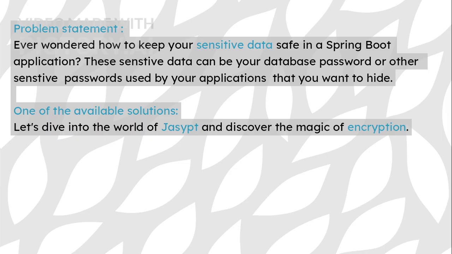For this we have to first understand the problem. So what is the problem here? Suppose we have a Spring Boot application where we have a properties file, and in that properties file we have some sensitive data like the password for the database connectivity, password for the mail connectivity, and password for the other application connectivity. The problem is that this is highly critical data and we don't want to display it to everyone, so that misuse can't happen.